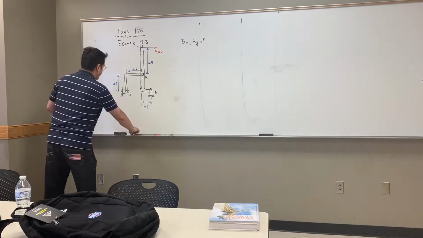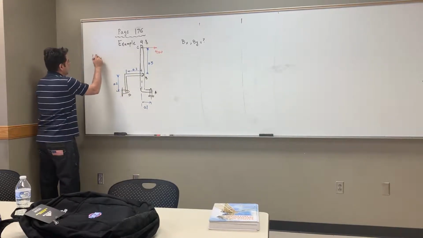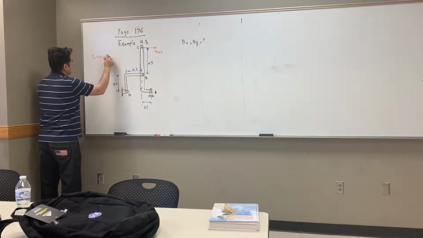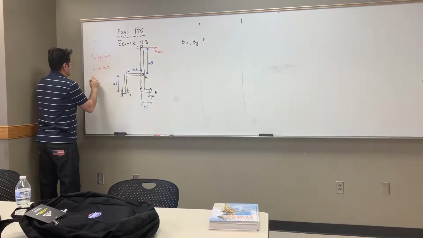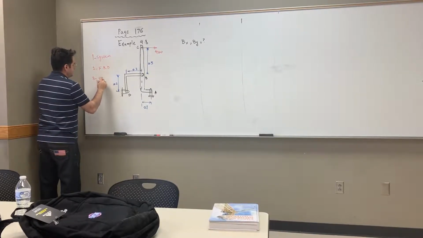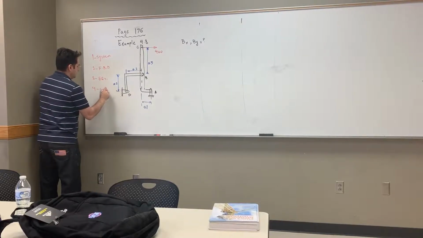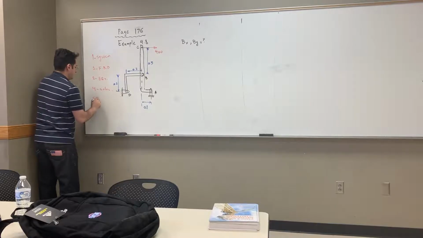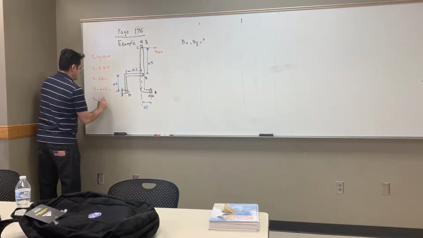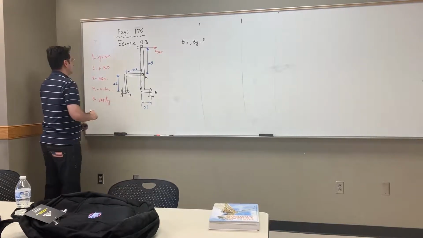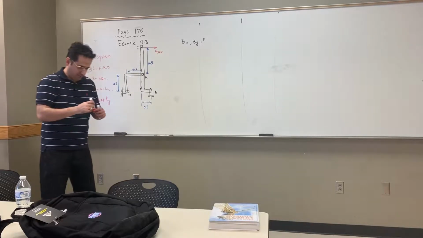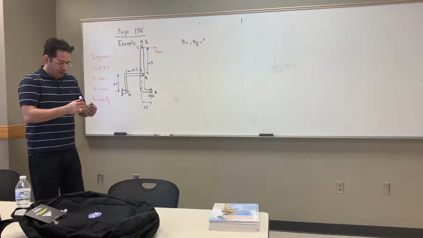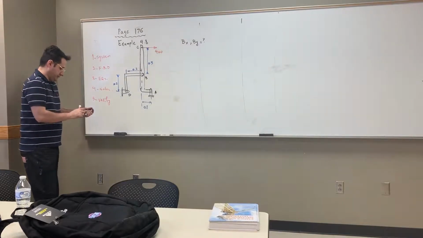Again, I have my 5-step algorithm. Choose the system, draw FBD, write equations, solve them, and verify. Those 5 steps. Every time we solve a problem, we have to do these 5 steps. Alright? So, let's go through it.